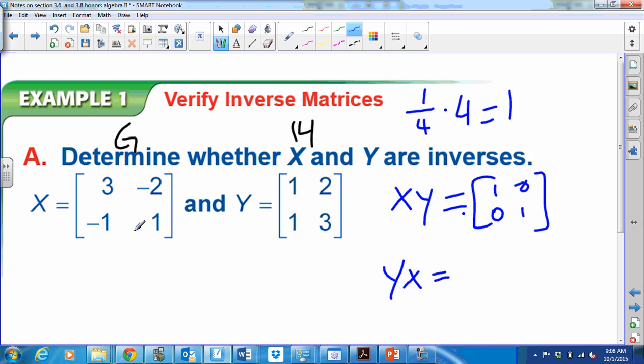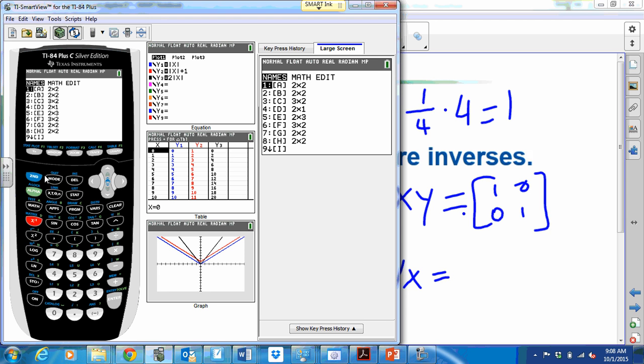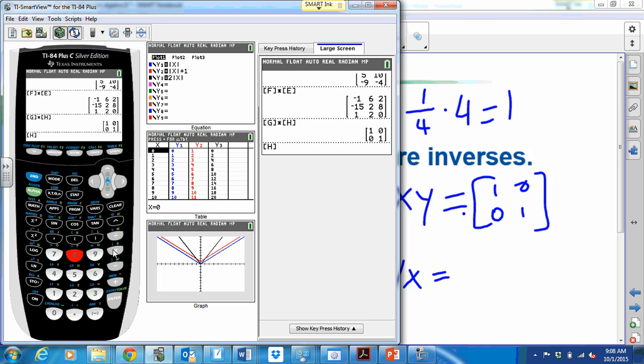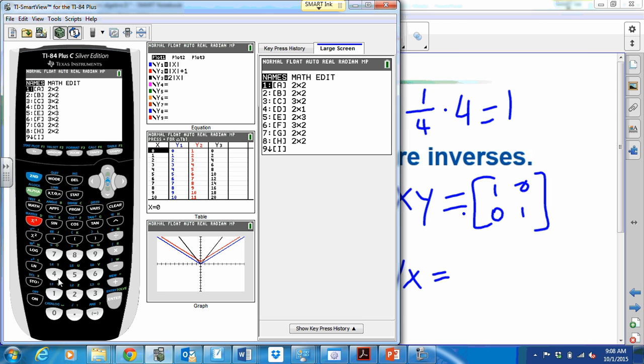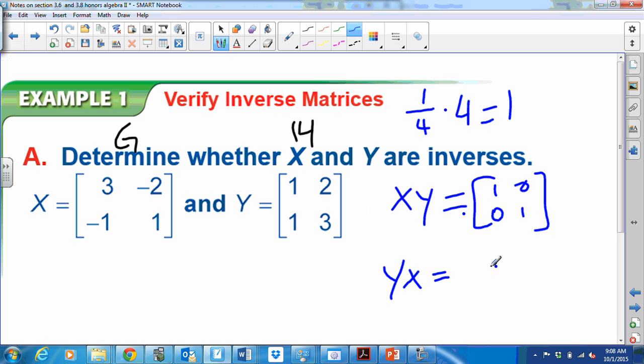And so we're going to look at Y times X, or H times G. So hit second matrix, and we want H times second matrix T. And we get the same thing. So at this point, we can now say that X and Y are inverses of each other because when we multiply them together, we get our identity matrix, which is basically in matrix terms 1.